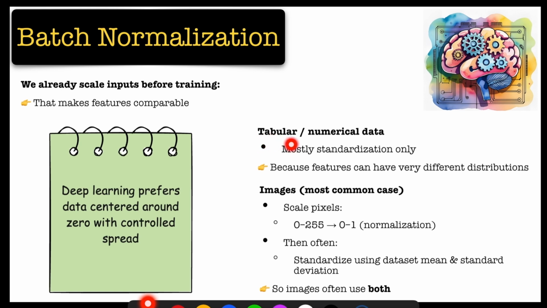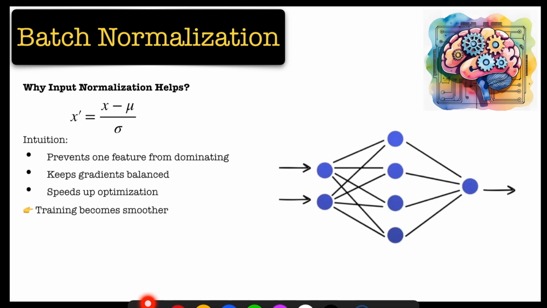If we have tabular or numerical data, mostly we use standardization because features can have very different distributions. For image data, pixels will be from 0 to 255, so we normalize this and squeeze it into 0 to 1. Then often we can also standardize using the dataset mean and standard deviation. In NLP also, for different use cases, based on the requirement, we can use either standardization or normalization.